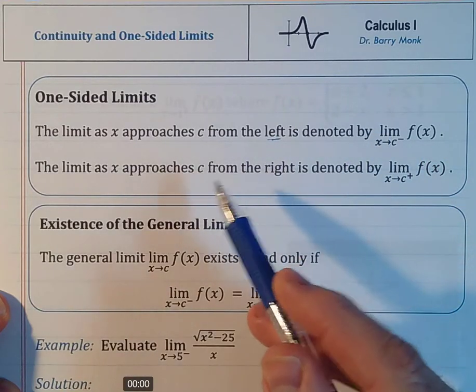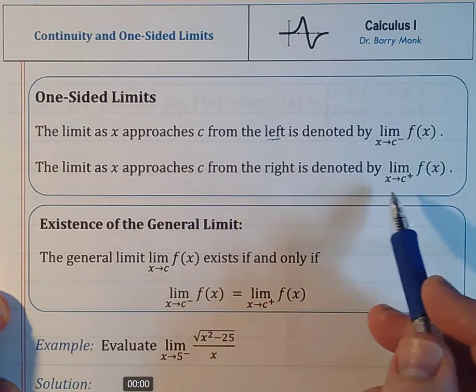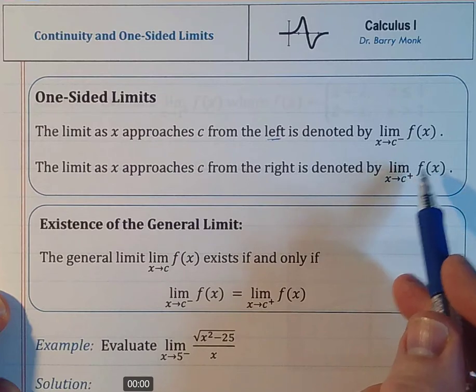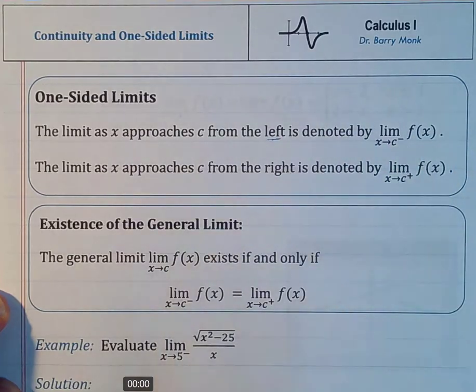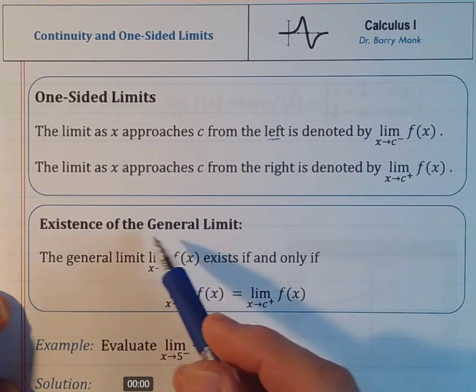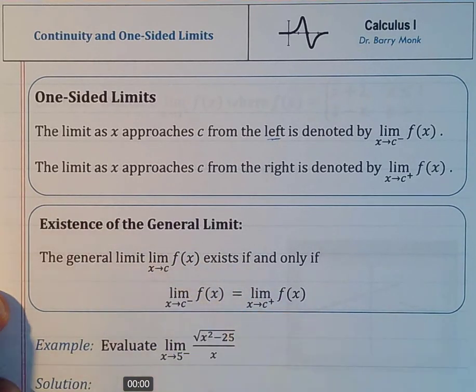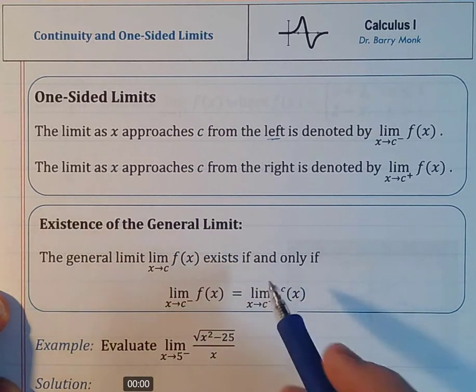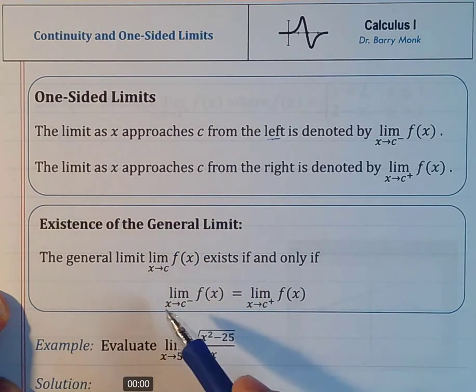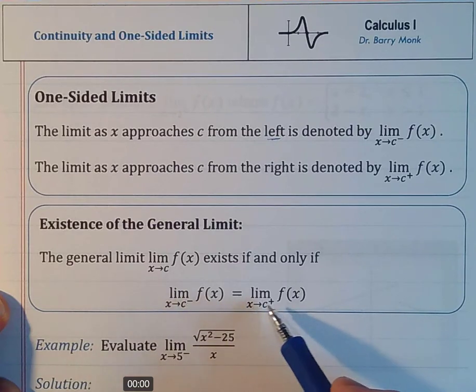And we have the same thing if we approach c from the right. We just have a little plus sign right here. Okay, so this is really about notation. Now the existence of the general limit, that is, if we're just talking about, hey, x is approaching c, we don't specify coming from one side or the other, that general limit exists if and only if the limit from the left is equal to the limit from the right.